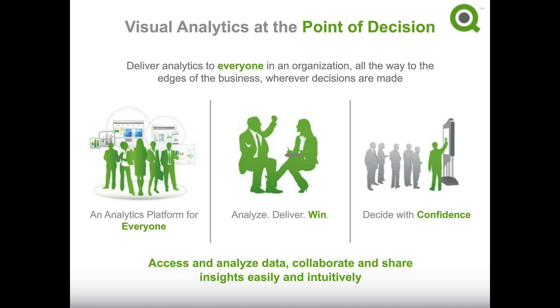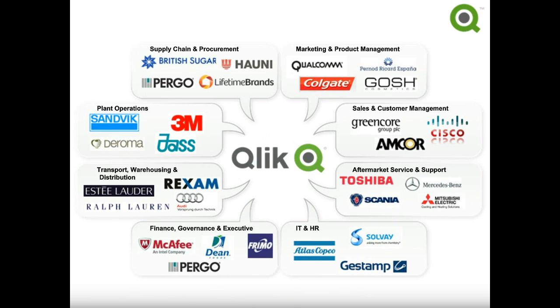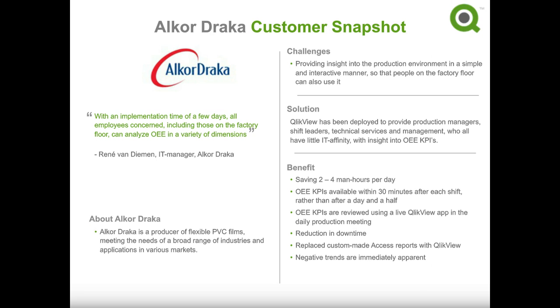So if we just touch on a few different areas here, as you can see, we've worked with many different organisations across many different types of manufacturers, and in these different business processes, from some medium-sized organisations right the way through to some very large enterprises. One particular example that we were keen to pull out is Alkor Draka, a French and Italian-based organisation that produces PVC films.